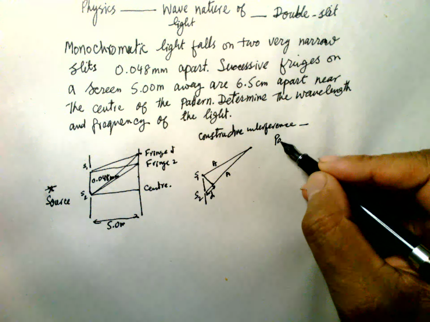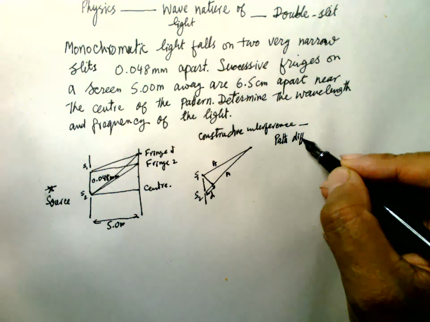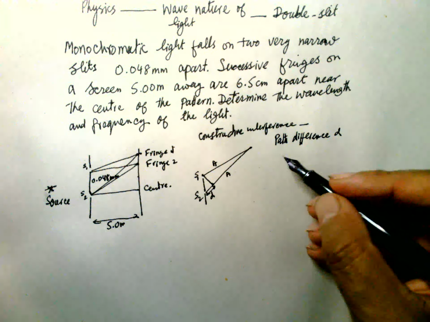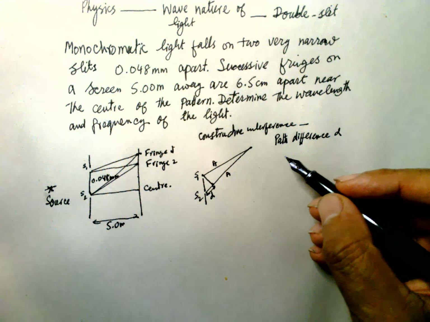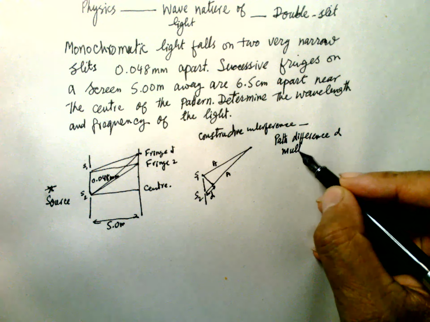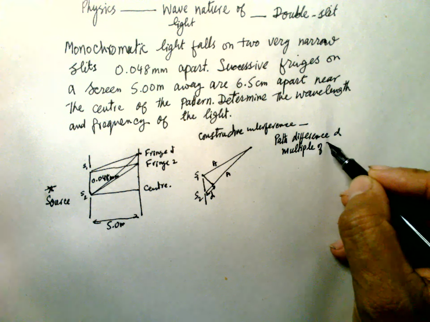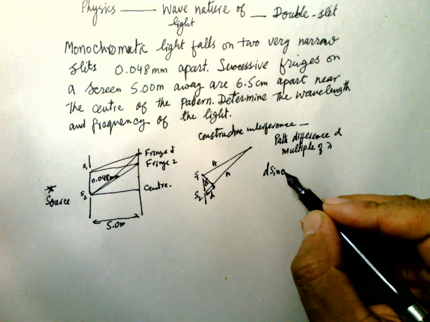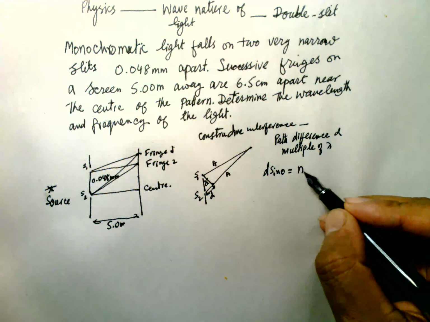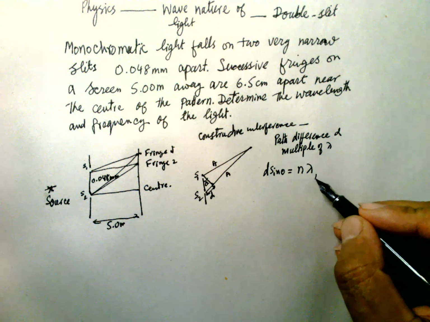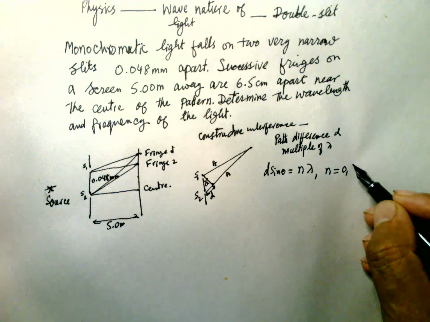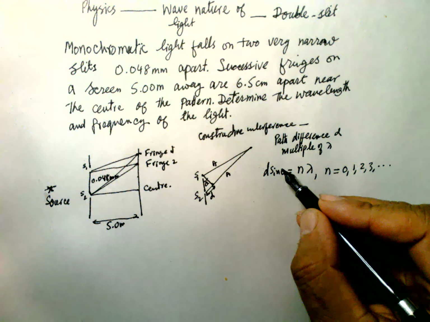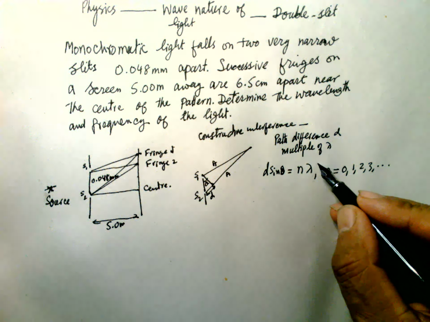So the path difference d is a multiple of wavelength lambda. d sine theta, this is angle theta, is equal to n lambda, where n is equal to 0, 1, 2, 3, and so on. So this is equation number 1.